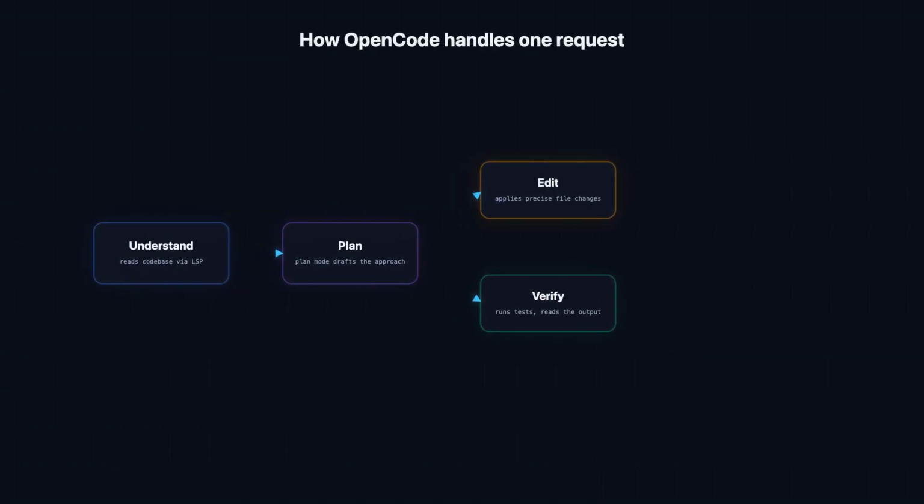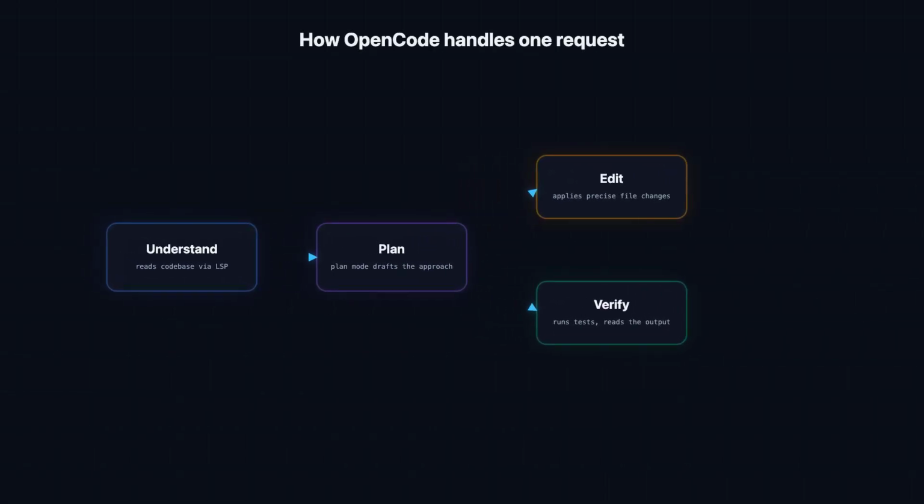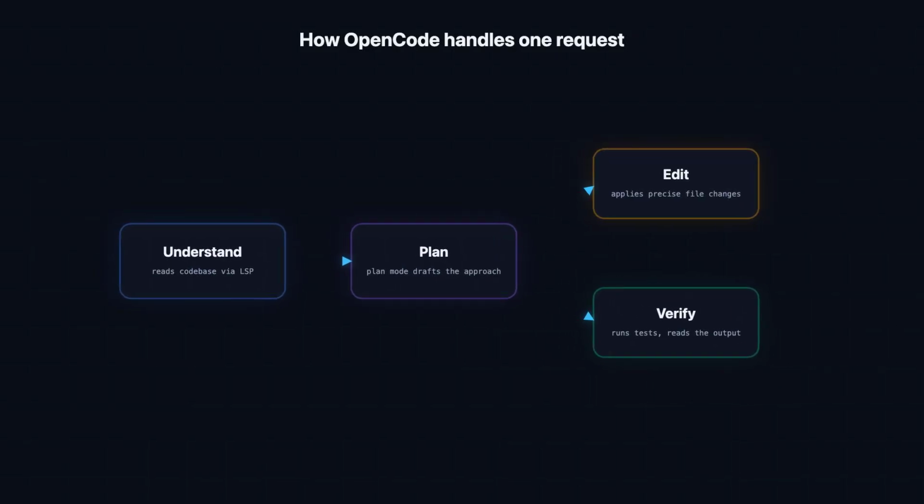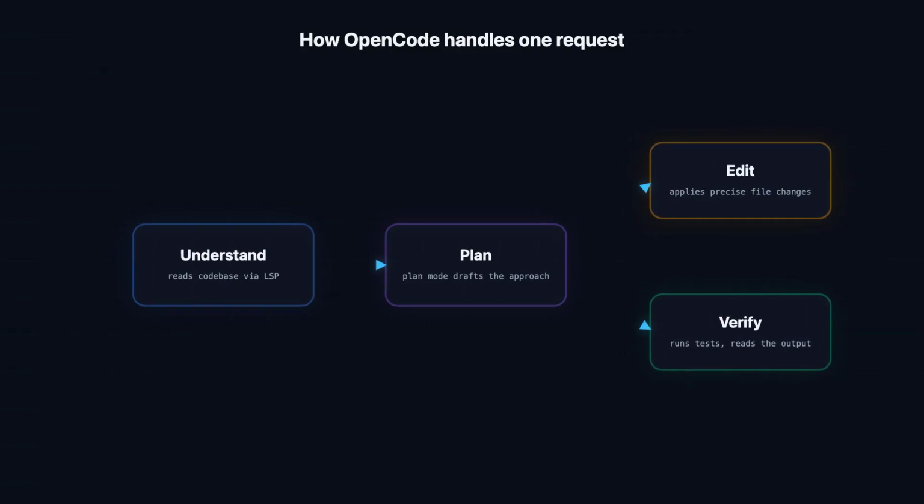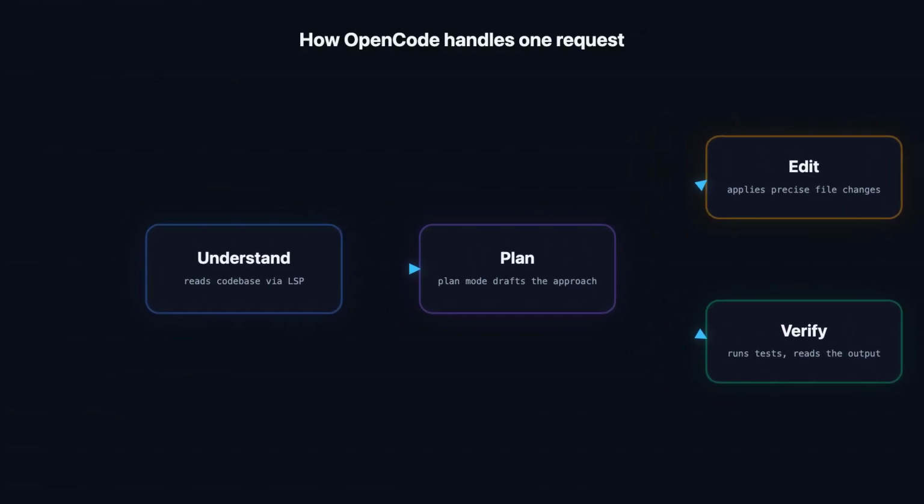Now, under the hood, OpenCode isn't magic. It runs a tight loop every time you ask for something, and it moves through 4 clear stages. Follow them one at a time.